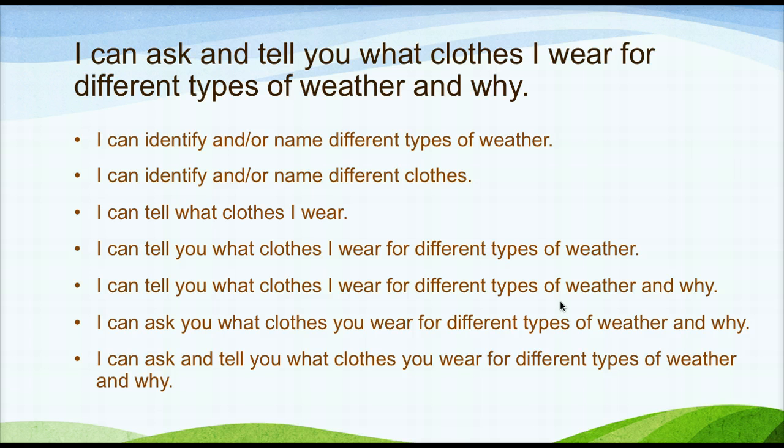Okay? Once students are able to say that in a sentence, I would add in another learning target, and this time our students will be able to ask what clothes someone wears for different types of weather and why. So here we will work on the question. And ultimately they will be able to reach the specific unit learning target: I can ask and tell you what clothes you wear for different types of weather and why.